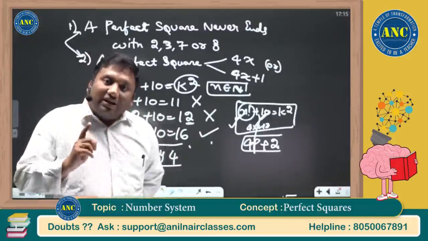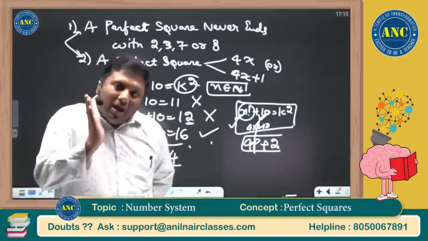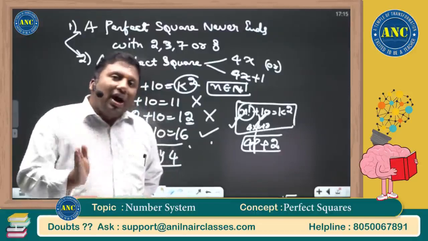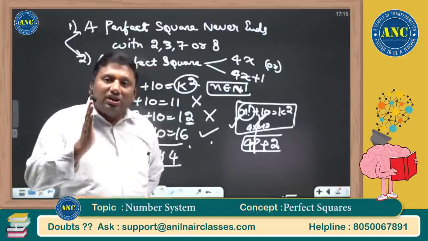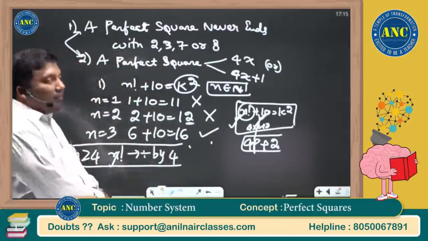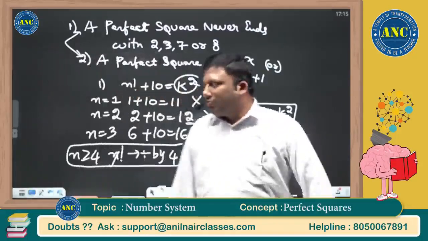In case a student is watching my video for the first time, please go back to either the Rakesh Yadav Publications channel or the Anil Nair Classes channel. Watch the first video. I have given a proof of why a perfect square is of the form 4 into something or 4 into something plus 1.